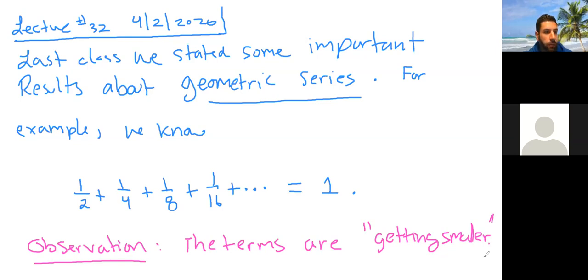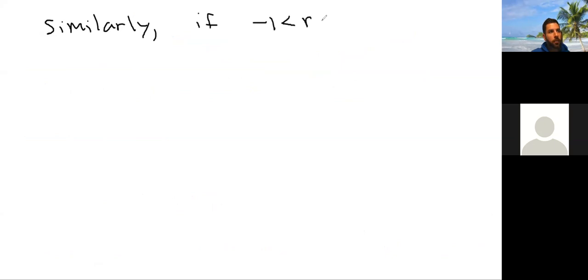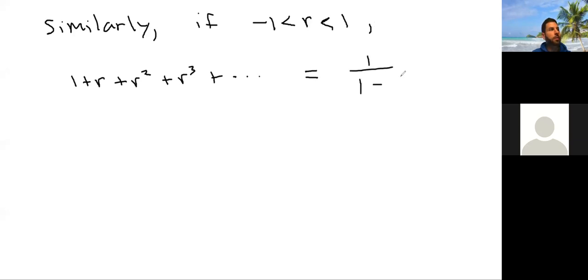So let's look at this from a more general perspective. Similarly, if 1 is larger than r, and r is greater than -1, we have 1 plus r plus r squared plus r cubed. We know that this is the geometric series, and we know it's equal to 1 divided by 1 minus r.